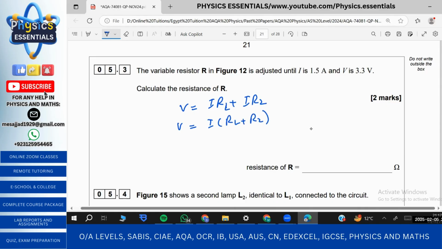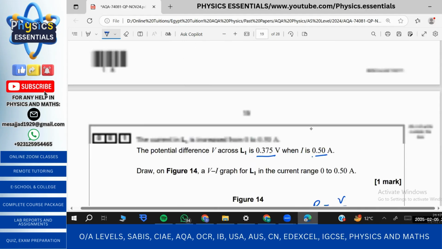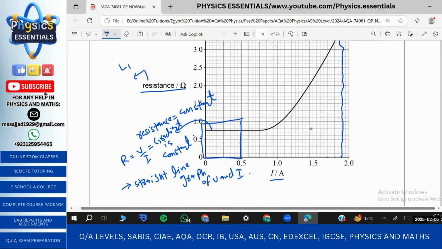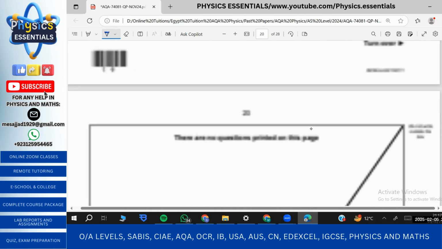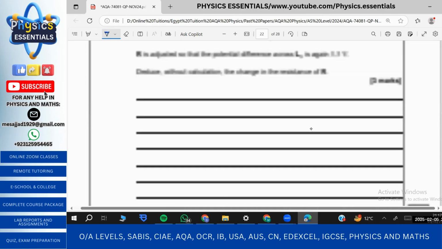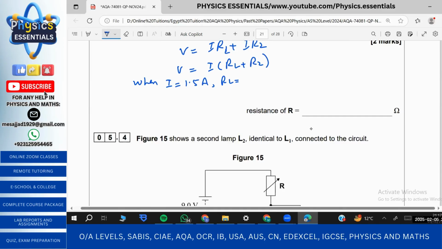And when I equals 1.5A, RL equals, we have to go back and see. So when I equals 1.5, RL equals 2.2 ohms. Okay, so this is 2.2 ohms, right? And V is 9 volts. So 9 equals 1.5 times RL, which is 2.2, plus R2. And from here, R2 is going to be 3.8 ohms.